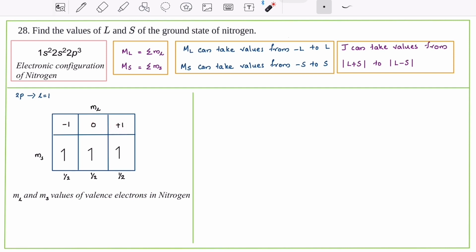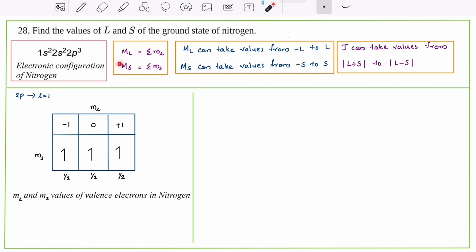The electrons are arranged in such a way that the value of ms is 1/2, 1/2 and 1/2, which is consistent with the Pauli exclusion principle. Now, what is ML for nitrogen, which is the sum over ml?